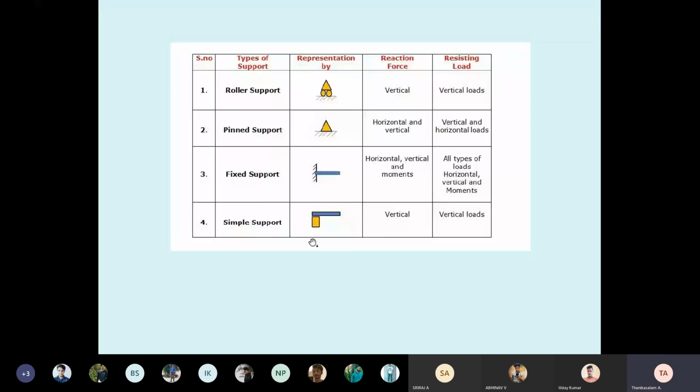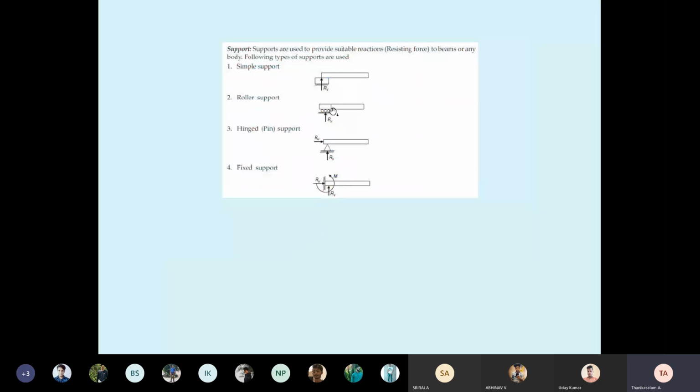So these are the representations of the supports: roller support, pinned support, fixed support, simply support. See here, the free body diagram. When you say simply support, that is a reaction, only one vertical reaction. Students, understand simply support. How do you represent it?